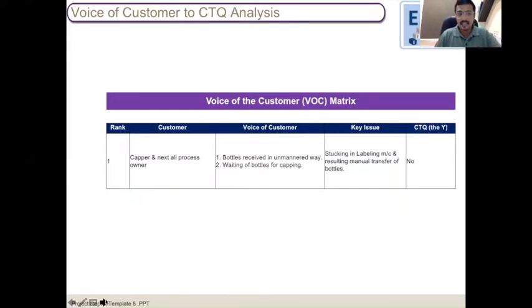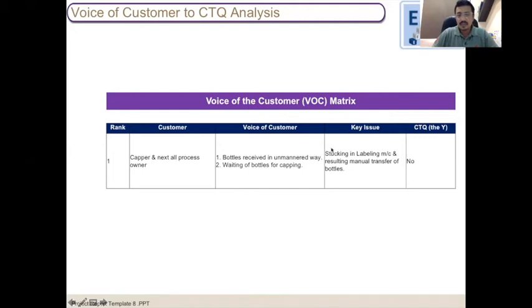If you are looking at the process, it is not required that your voice of the customer is for the external customer only. Your voice of the customer can be from the internal customer as well. So here, the customer is the capper and all the next process owners, and the voice of the customer was that bottles were received in an unmanaged way and waiting for the capping. So here you have loss of productivity because of the waiting, and the systematic arrangement of the bottles coming was not happening.